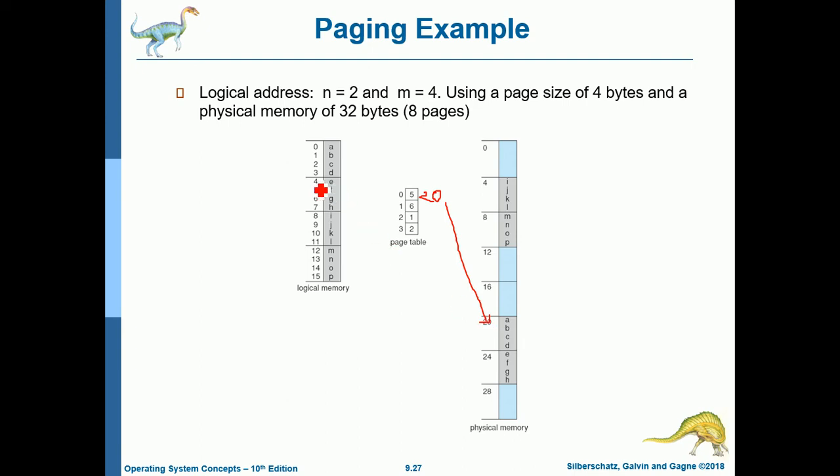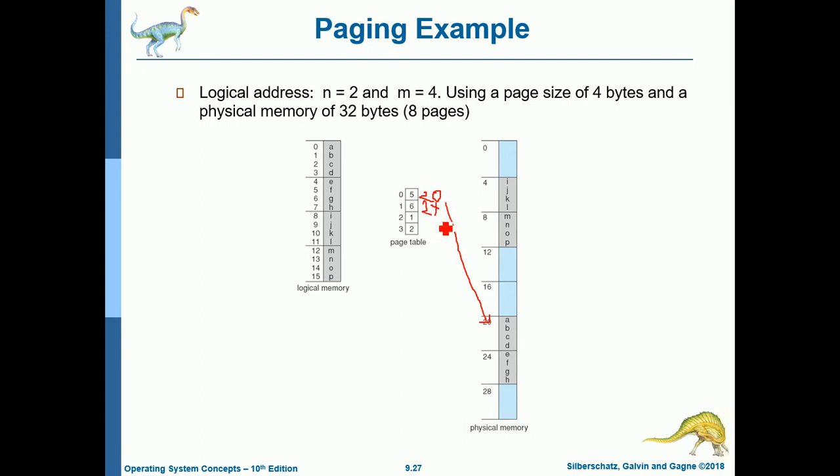Okay, next is our next data. This will be located in frame 6 in the physical memory. So times 4, we have 24.